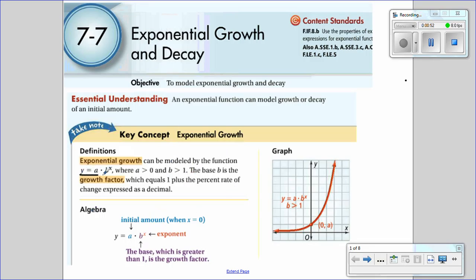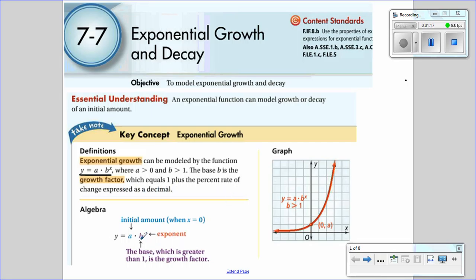Okay, so this is the formula. I would get this entire section right here in. Exponential growth can be modeled with y equals a times b to the x. A has to be greater than 0 and b has to be greater than 1. The way that you find b is you take 1 plus the percent rate of change expressed as a decimal. And we'll explain that in detail in a little bit.